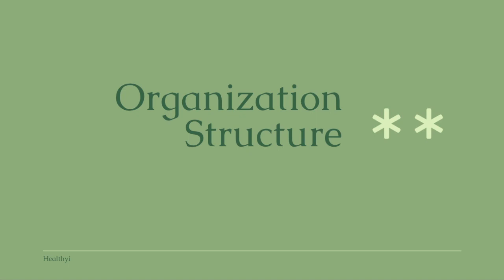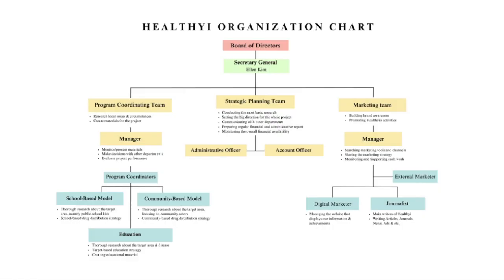We'll end this presentation today with taking a brief look at Healthyi's organization structure. As reflected in our 3 missions, we have 3 main teams called Program Coordinating, Strategic Planning, and Marketing, which are also divided into smaller groups.